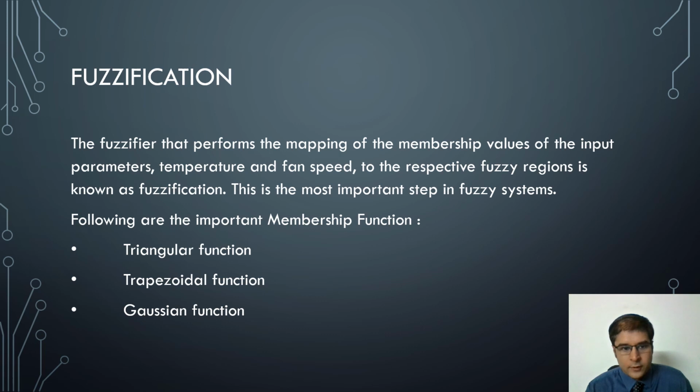Now we will discuss fuzzification. The fuzzifier that performs the mapping of the membership values of the input parameters, temperature and fan speed, to the respective fuzzy regions is known as fuzzification. So the fuzzifier basically converts the crisp set into a fuzzy set, and in this air conditioner example, it maps the membership values of the input parameters to the respective fuzzy regions. This is the most important step in fuzzy systems.